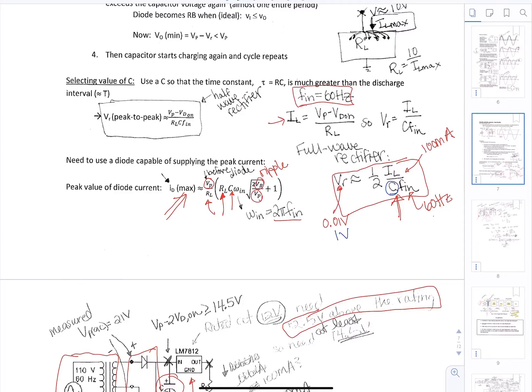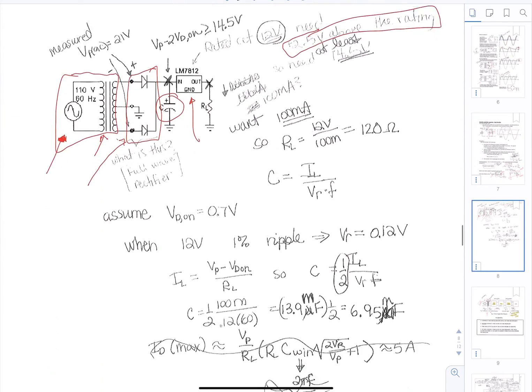You want to then understand that the relationship between the ripple and the capacitor is inverse, so if your capacitor goes up, your ripple goes down. There is a disadvantage to having too high of a capacitor, because then it takes a really long time to charge. So there's going to be a happy medium, and you're going to use the simulator to find what that happy medium is, but that is a way to get a starting value for your capacitor.